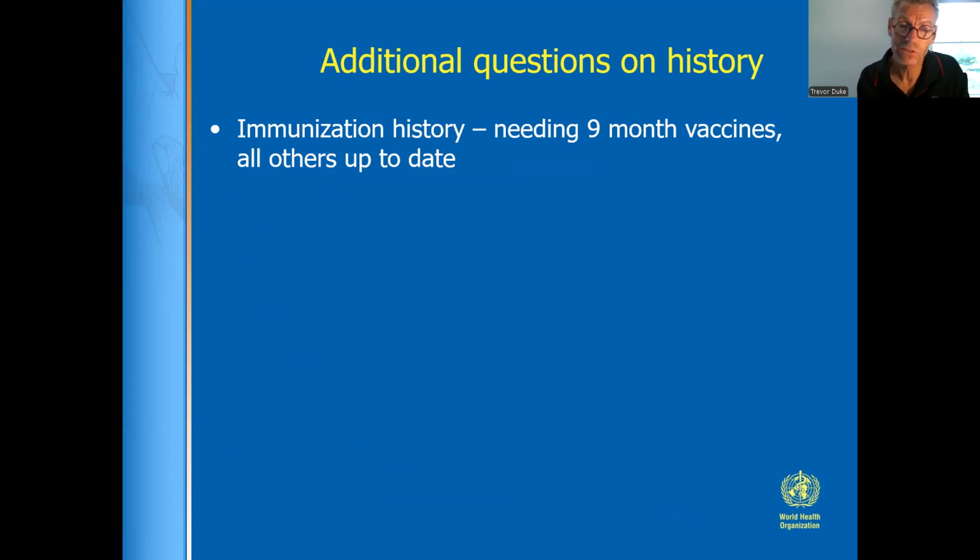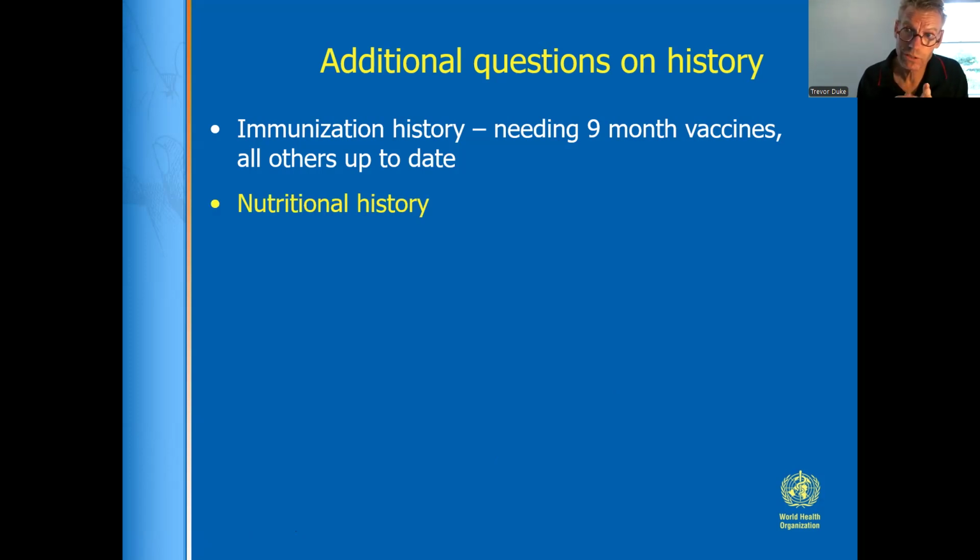He still hadn't had his 9-month vaccines, but all his other immunizations at birth, 2, 4, and 6, or 1, 2, and 3 months, were all up to date. But he missed out on his 9-month vaccines, which is his measles vaccine, of course. Worth thinking about.